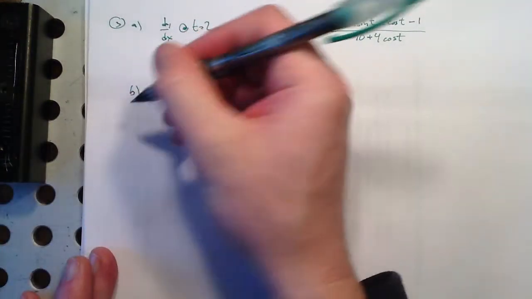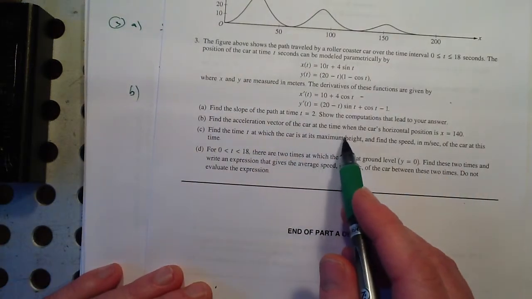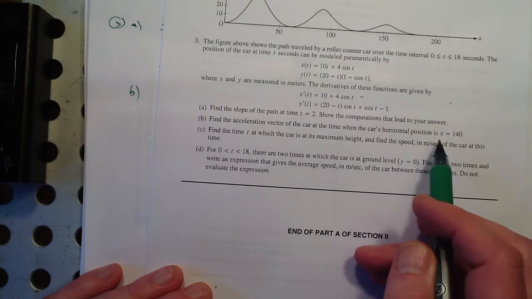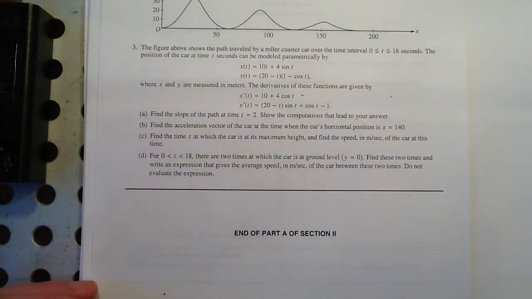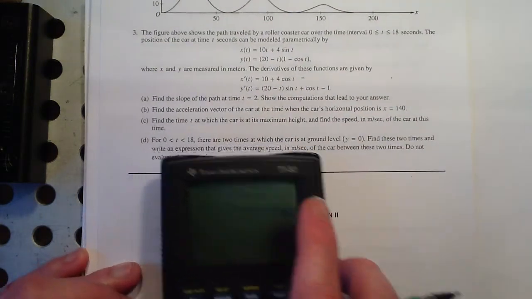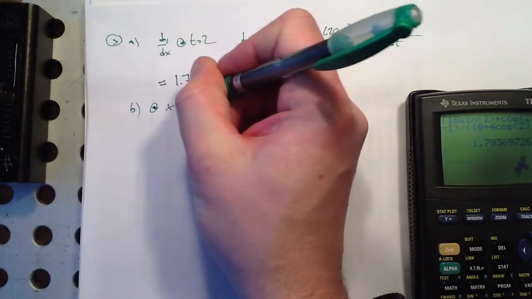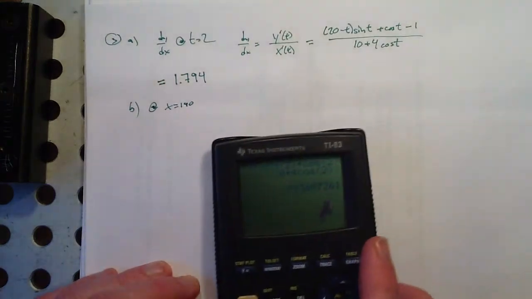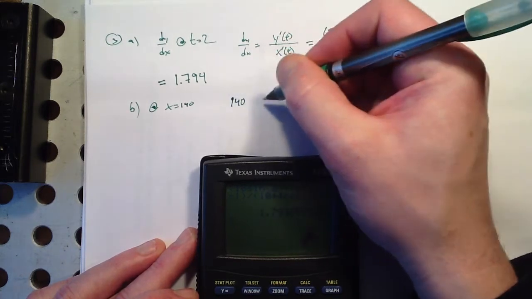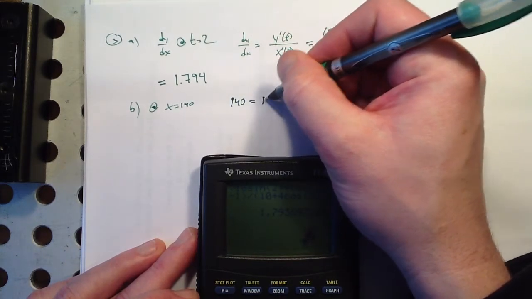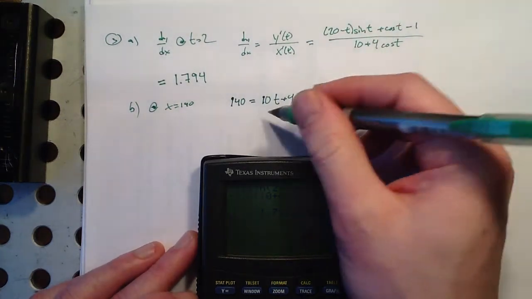Part B. We want to find the acceleration vector of the car at the time when the car's horizontal position is x equals 140. I think the first thing we have to do is find that time, right? At x equals 140, using the very first equation, that would mean 140 is equal to 10t plus 4 sine t, and we want to solve for t.